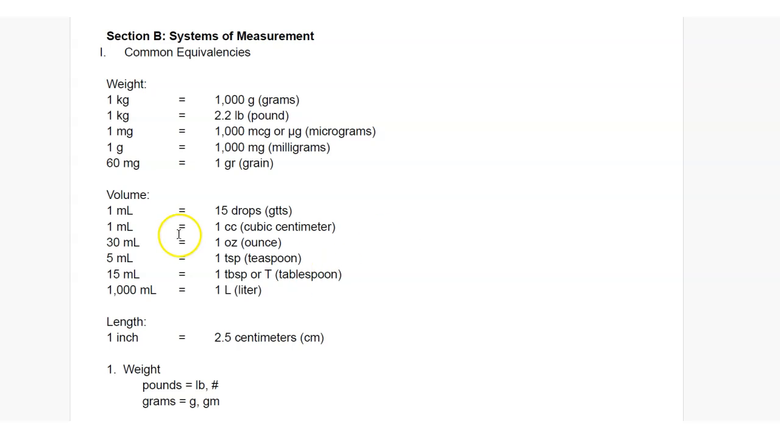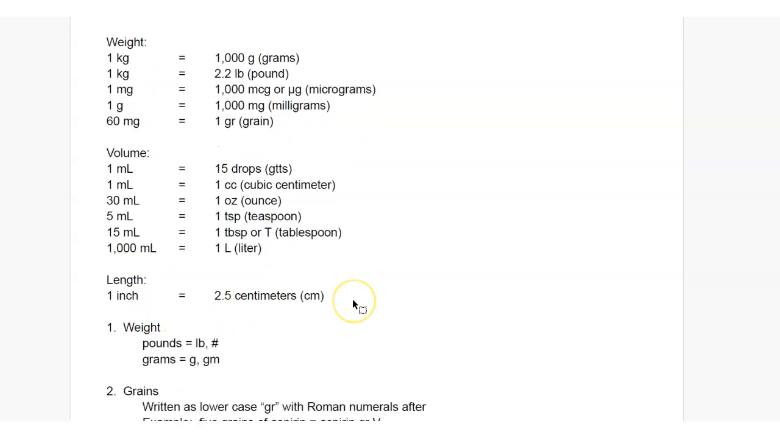1 ounce is equal to 30 ml. 1 teaspoon is 5 ml. 1 tablespoon is 15 ml. And 1 liter is equal to 1,000 mLs. For the length, we rarely have to use it. Actually, I don't think we'll really use this for this course, but it's also good to know. 1 inch is equal to 2.5 centimeters.